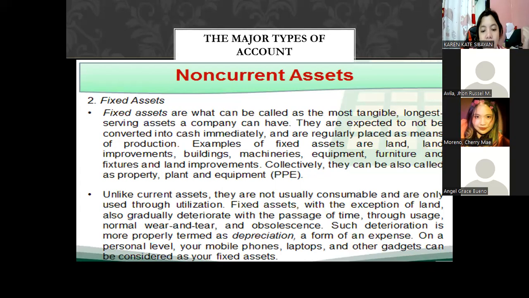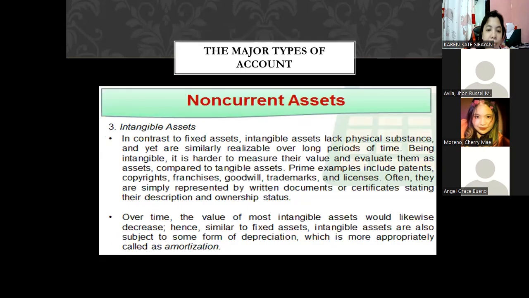Anyway, unlike current assets, sabi ko nga, except sa land, lahat po yun ay nagde-deteriorate, nagde-depreciate. Okay? So, such deterioration is more properly termed as, of course, yung sinasabi ko kanina pa, depreciation. It is a form of an expense. On a personal level, your mobile phones, laptops, and other gadgets can be considered as your fixed assets. So another non-current asset is, of course, intangible assets. So kanina meron din tayong, di ba, current na intangible.